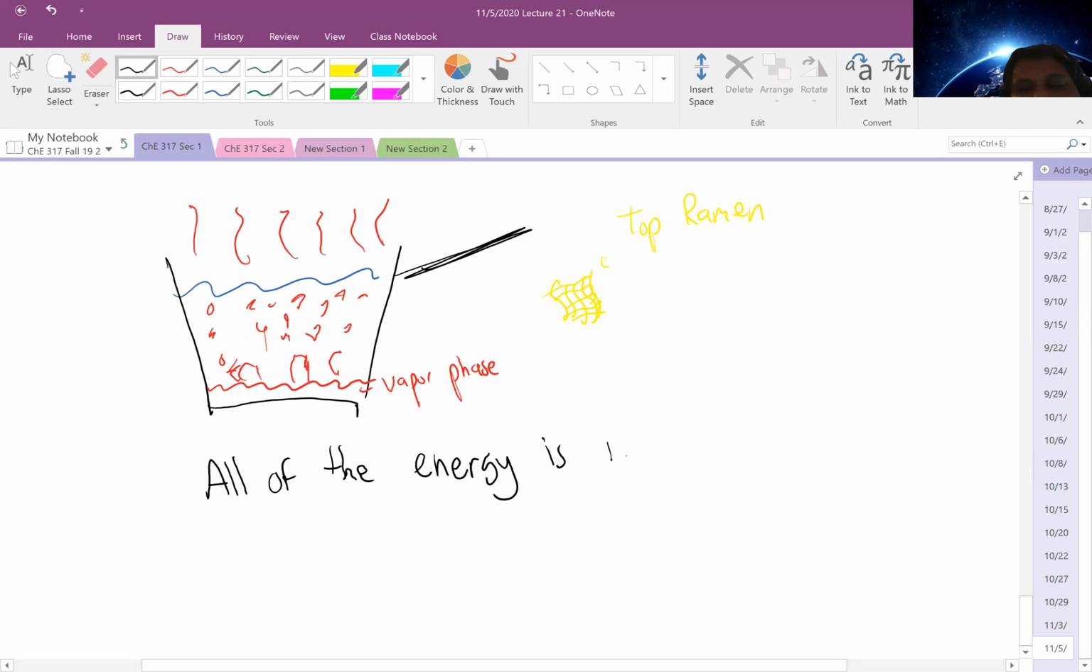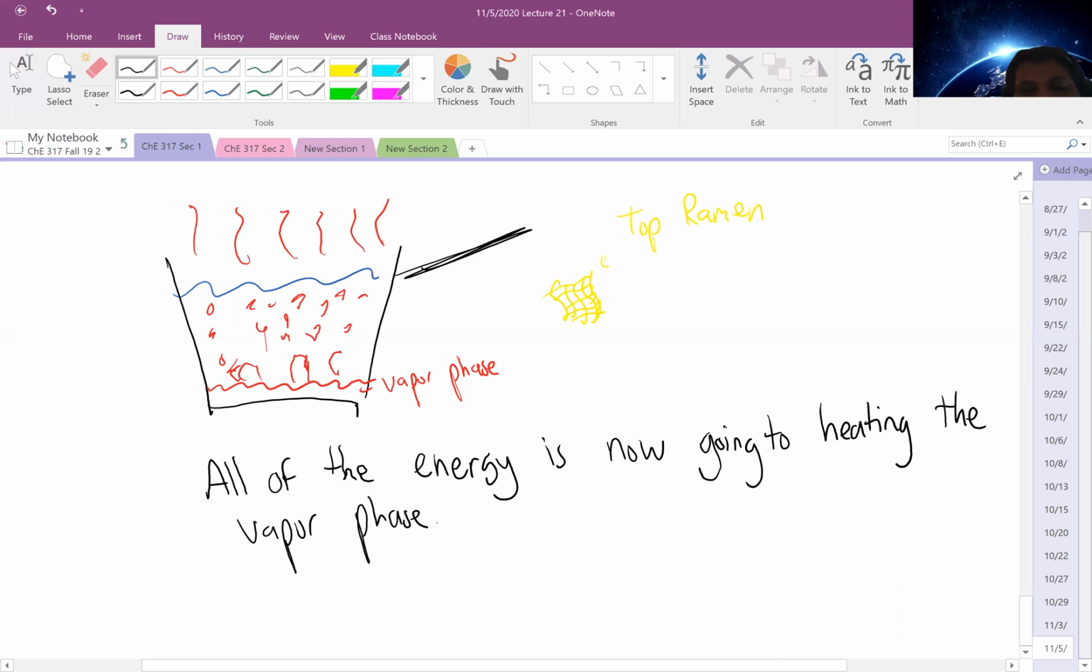Is now going to heating the vapor phase at the heating element.